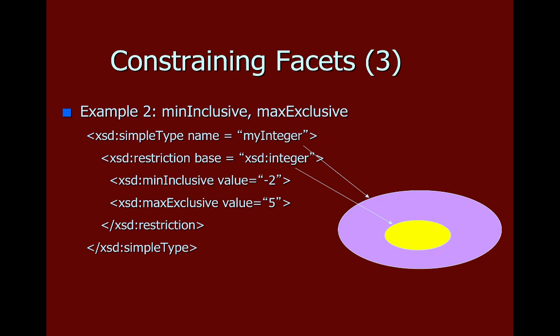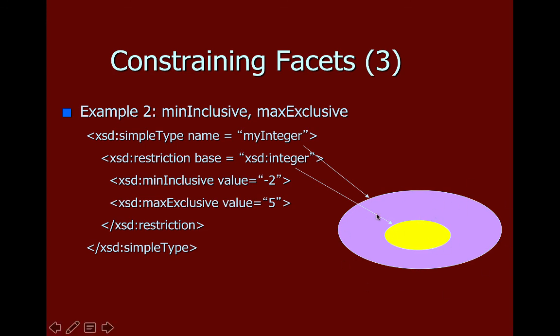Here you can declare a set of integers in a range between -2 and 5. So this declares a data type, right? If something is of this type, it's going to be an integer whose range lies between -2 and 5. Inclusive, so includes -2, exclusive, so excludes 5. So it's actually -2, -1, 0, 1, 2, 3, and 4.